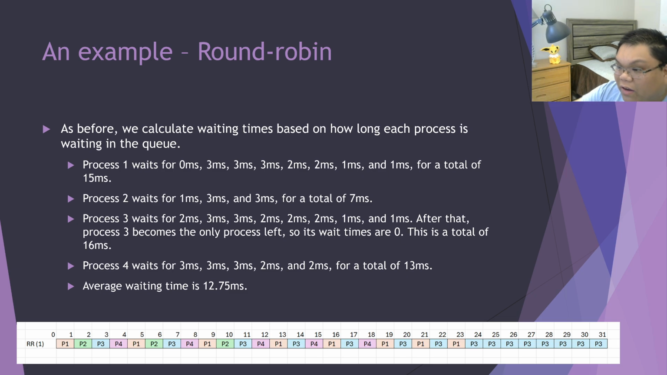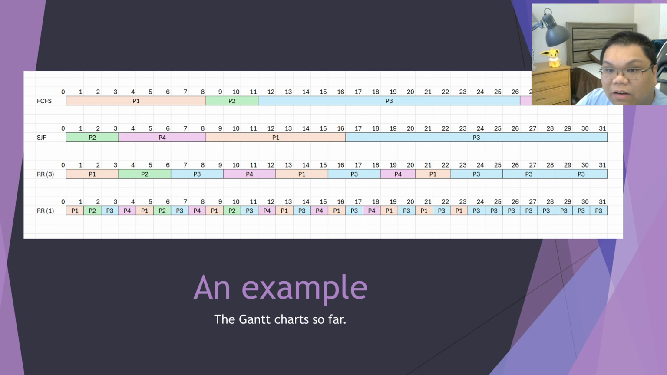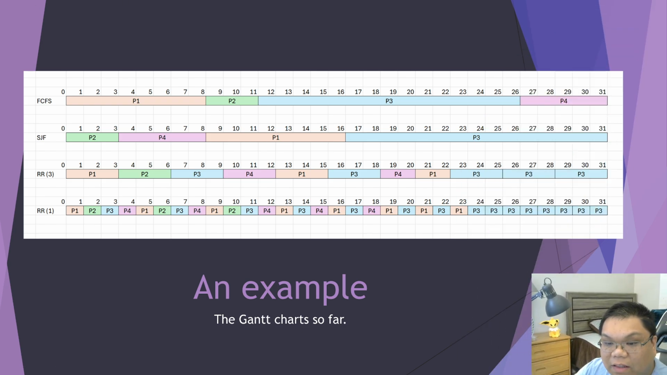And if we did all the work, we have total wait times of 15, 7, 16, and 13 milliseconds. That averages out to a waiting time of 12.75 milliseconds. So still not as good as SJF. And here are all the Gantt charts so far, comparing all their different runtimes.